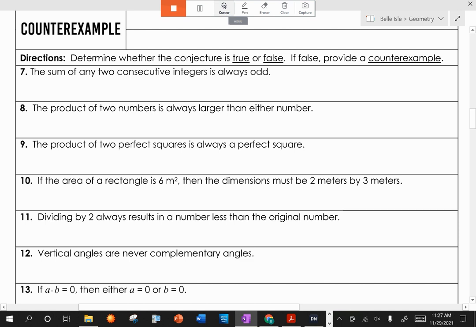The sum of two consecutive integers. Consecutive integers are what? Give me an example. One, two. Yes. So the sum of any two consecutive integers, is that sum always odd? Number 8. An integer is a whole number, positive or negative. Number 8: the product of two numbers is always larger than either number.